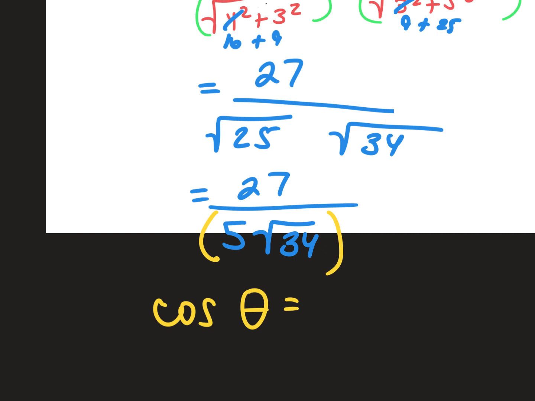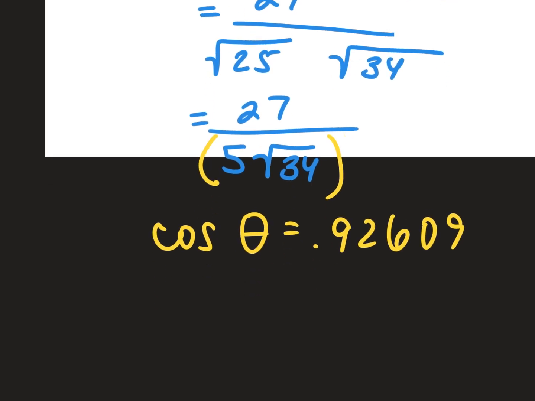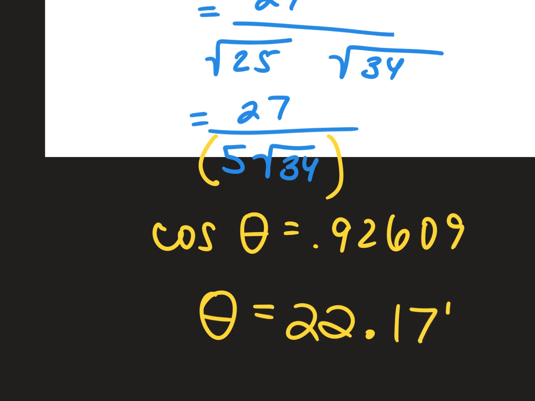So what decimal equivalent do you get? 0.92609? Okay, perfect. You should be getting that. If you're not, you did something wrong in the calculator, you're in the wrong mode, whatever. Is that the measure of the angle? No. So I hit second cosine. Yeah? And I get, how big is the angle? 22.17. Theta is about 22.17 degrees.